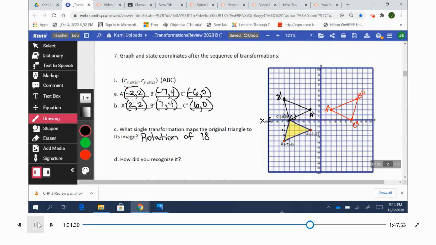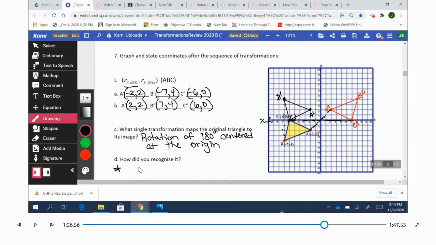All right, what's the single transformation? Should be a rotation of 180. Now you can't just say rotation, and you can't just say 180 degree rotation. It's got to have an angle and a center. How do I recognize it? There's a couple ways. I actually would have said B to B double prime, A to A double prime, C to C double prime. Those all are straight paths through with a center at the origin.